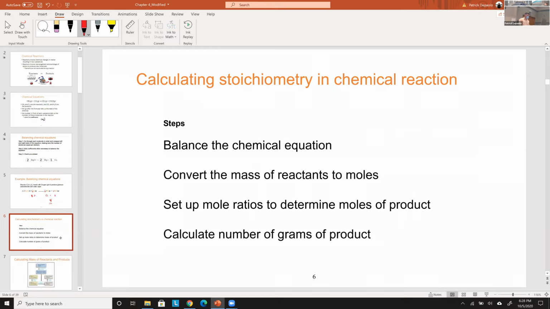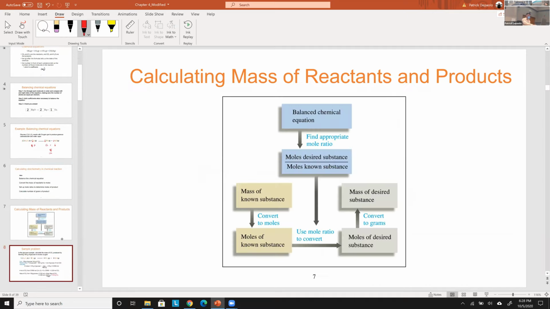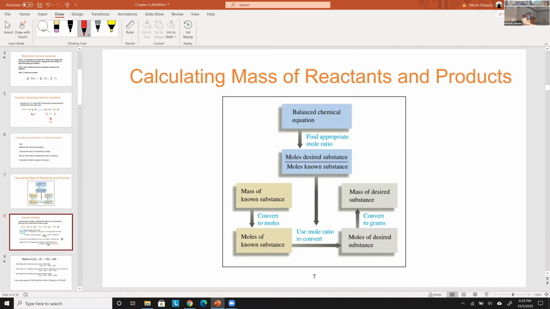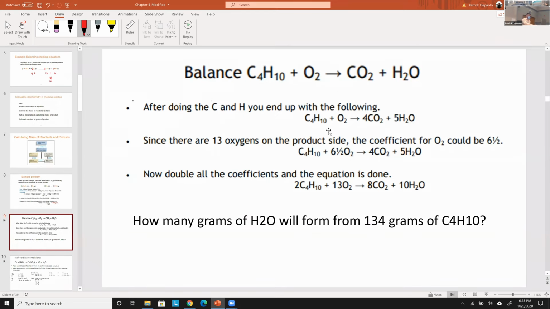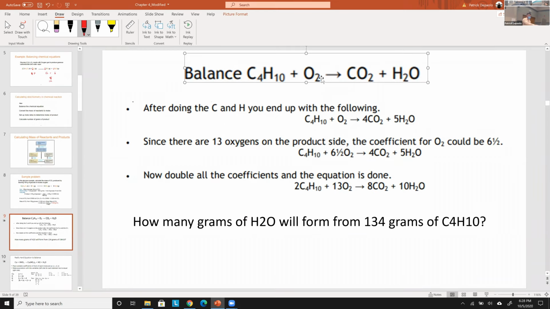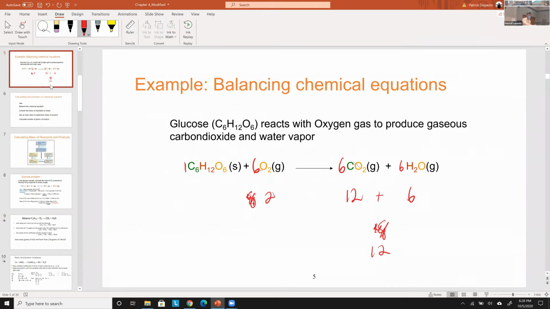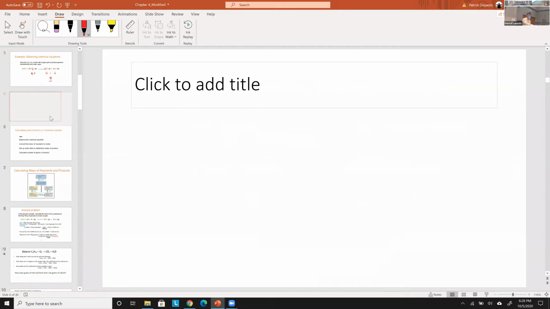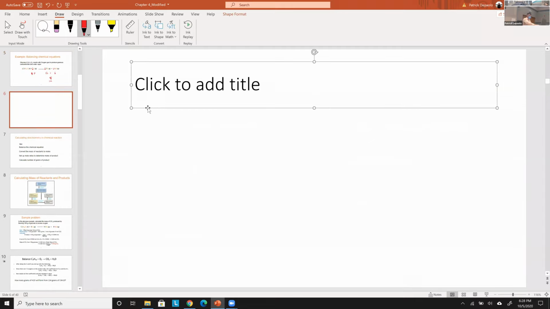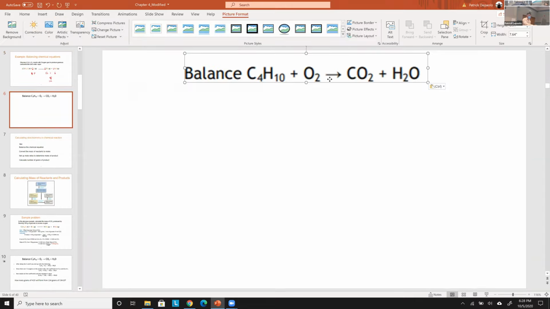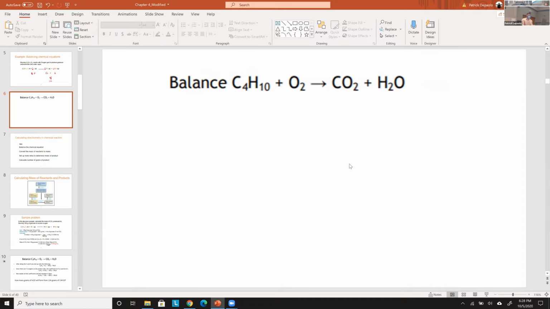So we'll do more. Here, let's do this one. I'm going to take this one. I'm going to put it all the way up here. Okay, let's do this one. Combustion again. There's combustion of butane.